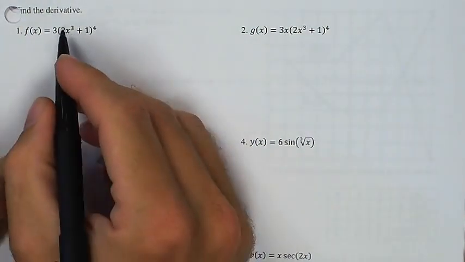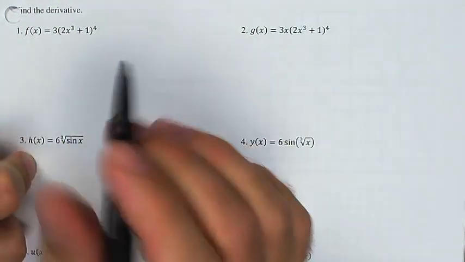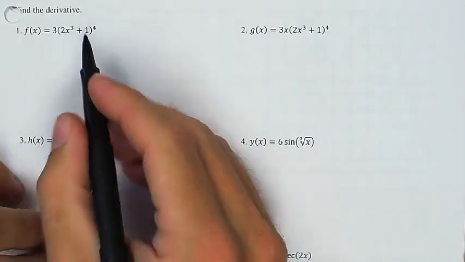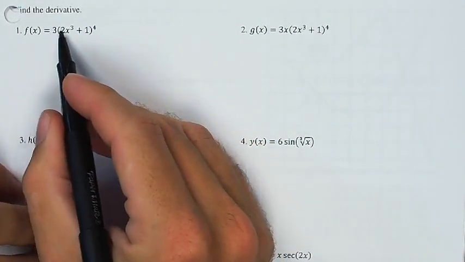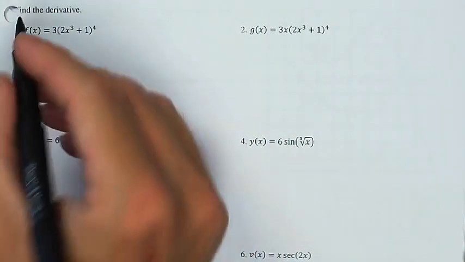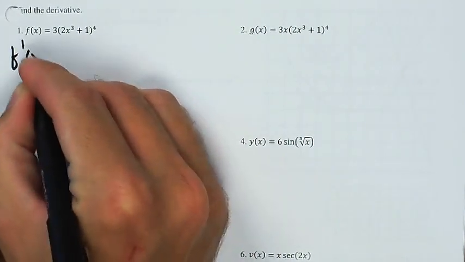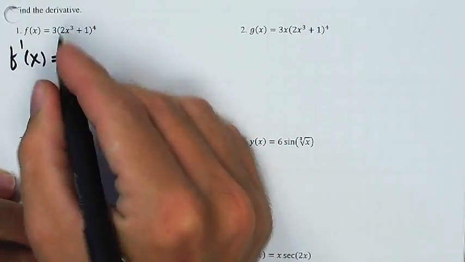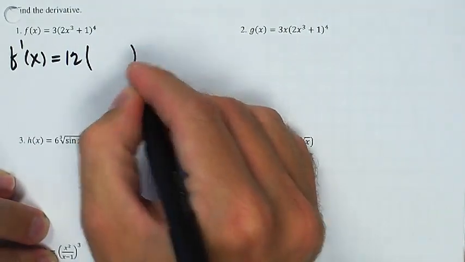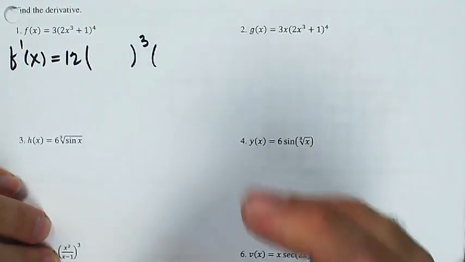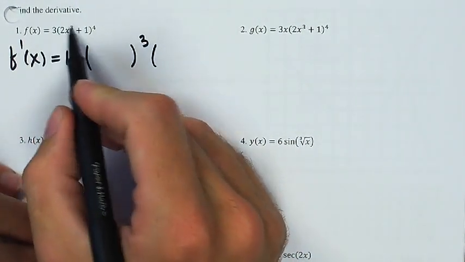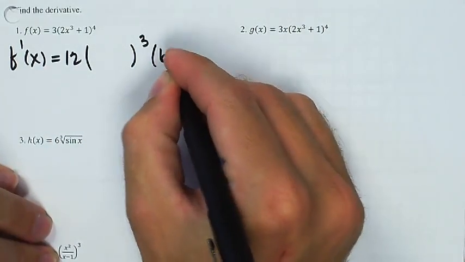Let's say 4 times 3. Okay, I'm saying that the outside is the 3 times the thing to the fourth. So f prime is going to be 4 times 3 is 12 times that thing to the third times the derivative of the thing. And so that's 2x to the 3 plus 1. Its derivative will be 6x to the 2.